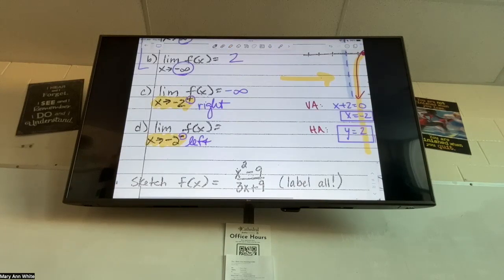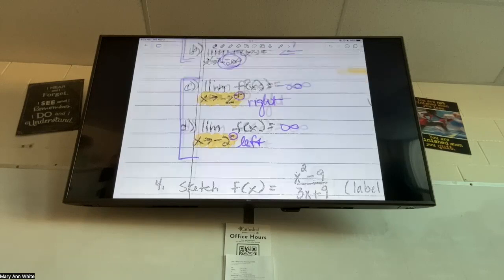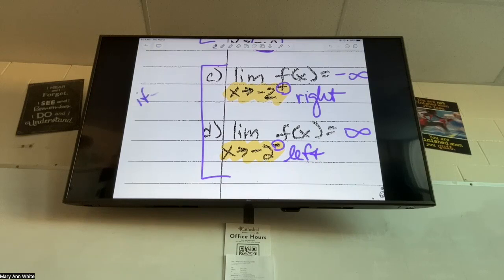Do you think we can make a pattern about these ones when we start with a vertical asymptote? What's my answer going to be? It's going to be positive or negative infinity. I don't want to make any other guess because I don't know if it's going to start positive or start negative. All I'm going to say is that if we are approaching a vertical asymptote, your answer is either positive infinity or negative infinity.